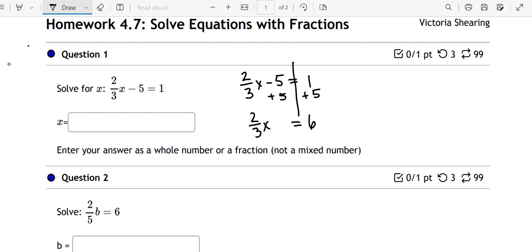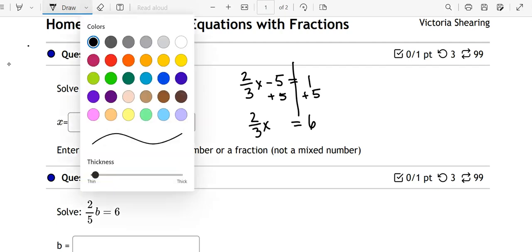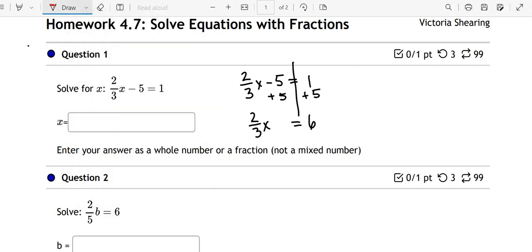Okay. So at this point, the 2 over 3 is a coefficient with x. So we're going to multiply by a reciprocal on both sides. That means we're going to multiply times 3 over 2 on both sides.